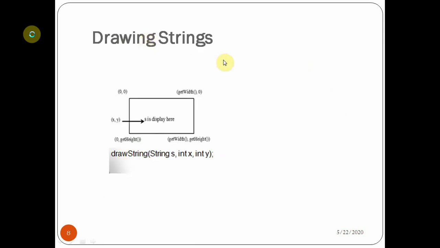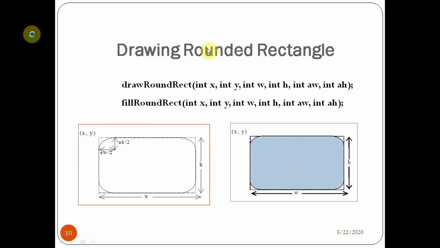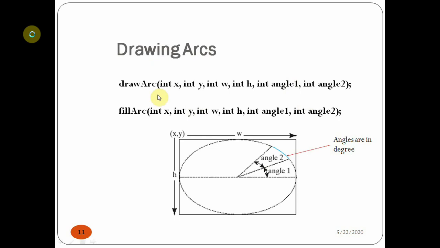Then the drawString() method is used to display something on the screen. Then for oval drawing, the drawOval() method is used to draw an oval, and the fillOval() method is used for filling it. Then a rounded rectangle means the corner will be a curved shape. So we have to specify the radius of that curve at this point. Then arc, again we can draw an arc using the drawArc() method.